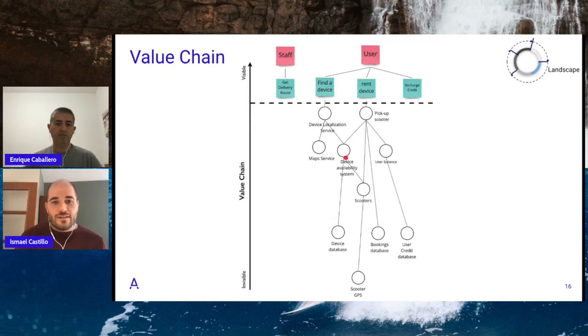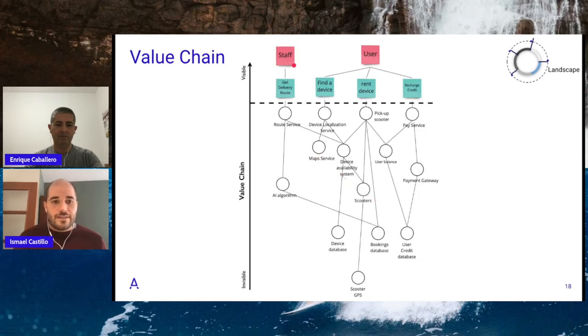The second need is rent a device. We have a pickup scooter as a feature. It takes advantage of the device availability. It also needs the user balance and user credit database to know if he has enough money to rent a new device, the scooter itself, and a booking database where we are registering all the activity. The third need of our user is to recharge credit. It's supported by the perks service, which is using the user balance and also the payment gateway. And this payment gateway is also updating the user credit database.